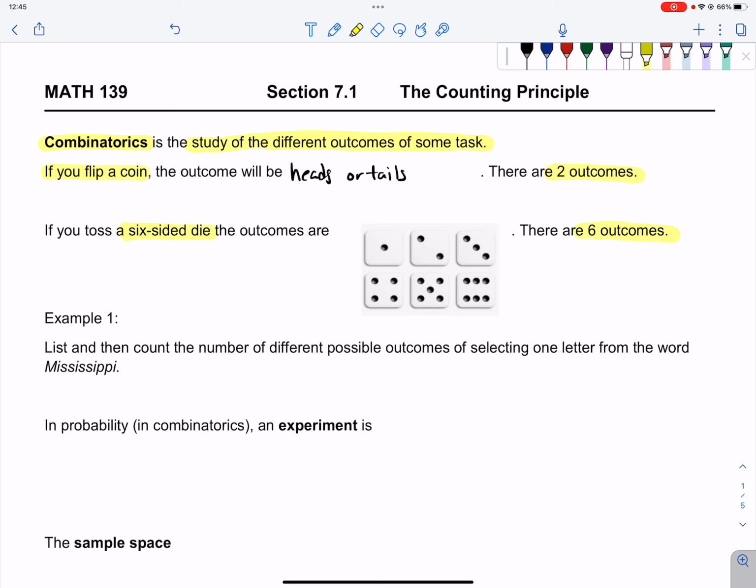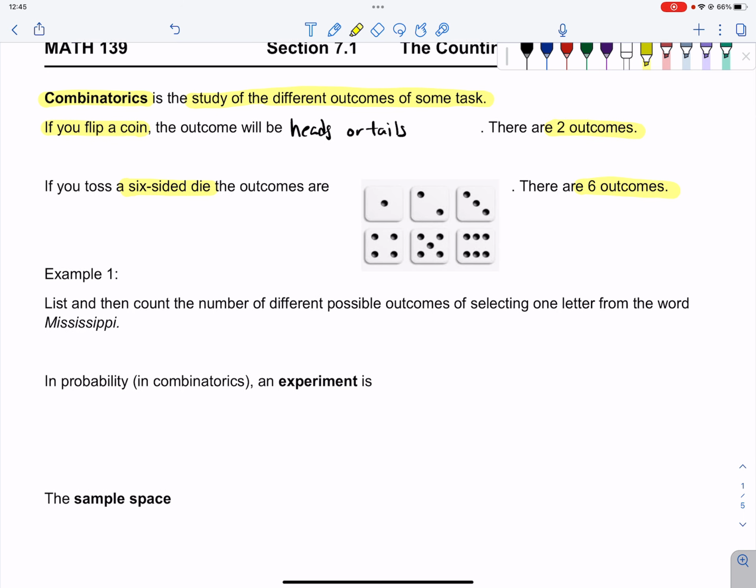Another example here is to list and then count the number of different possible outcomes of selecting one letter from the word Mississippi. Well, if I want to select one letter from this word, my possible options would be M, or we could select an I, we could select an S, or we could select a P. Those are the only different letters that I could choose from the word Mississippi. This means that this task has 4 outcomes.